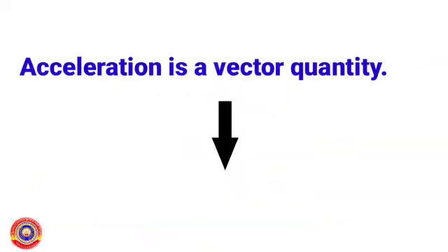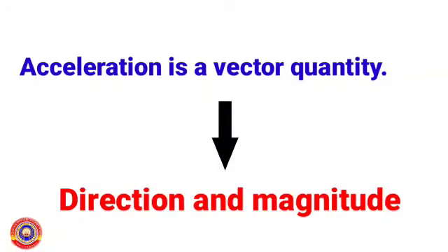We know velocity is a vector quantity. Like that, acceleration is also a vector quantity, that is, it has both direction and magnitude.